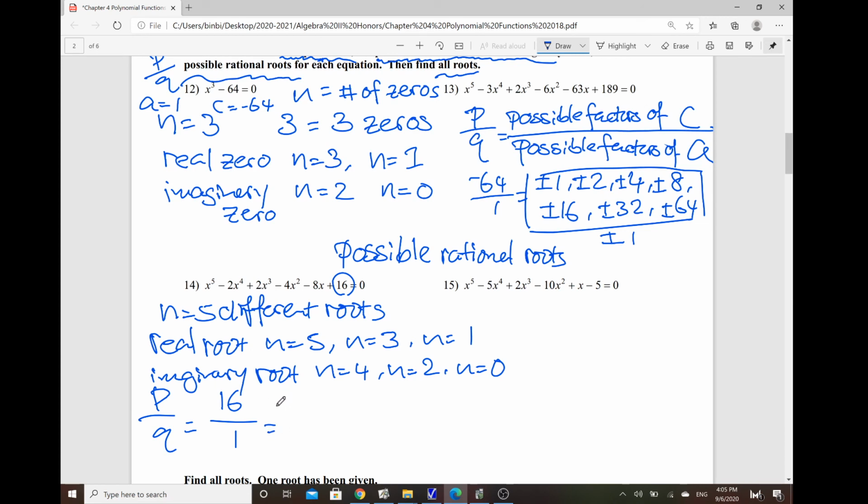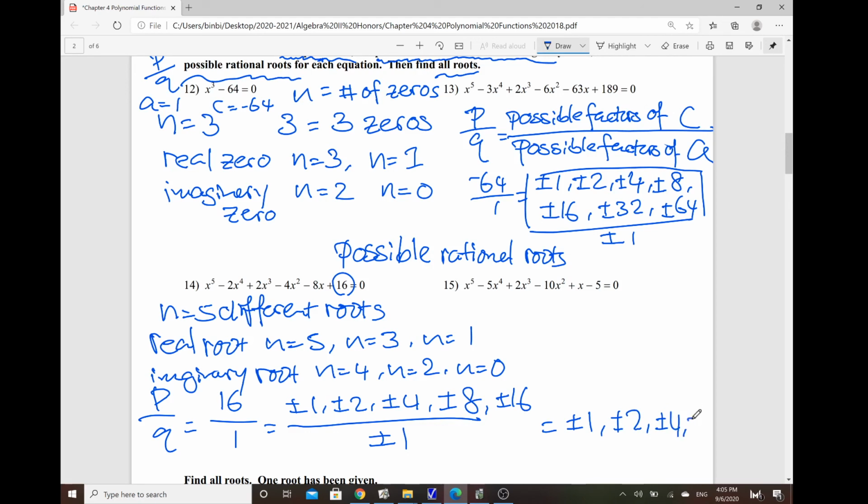So the top one, 16 right here, we do have plus minus 1, plus minus 2, plus minus 4, plus minus 8, plus minus 16. Denominator, we do have plus minus 1. Okay, so we find all the possible rational roots. And once you divide it, that means just plus minus 1, plus minus 2, plus minus 4, plus minus 8, plus minus 16. So this one they call the possible rational root.